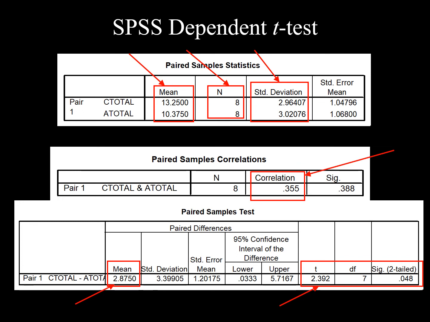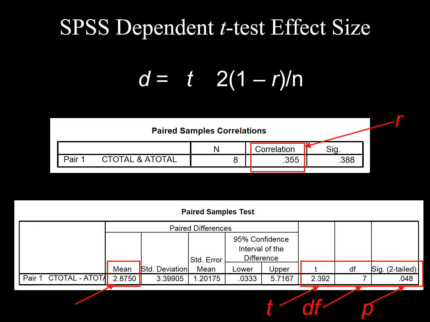So again, I just want you to take a look at this and recognize where in SPSS we're getting this information, where the means and standard deviations are coming from, and keep in mind where we'd get that correlation and mean difference later, because we're going to need that to figure out our effect size if we're significant. And in this example, we do find a significant difference. People remembered more concrete words than they remembered abstract words.